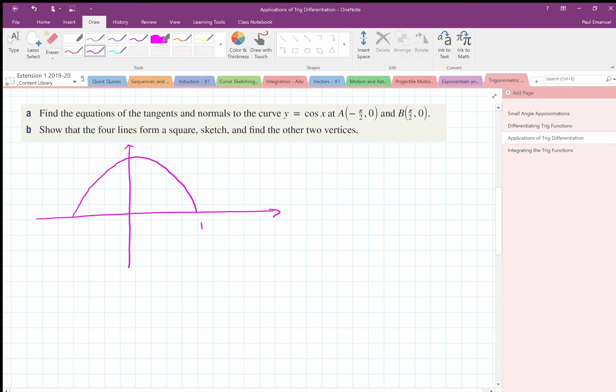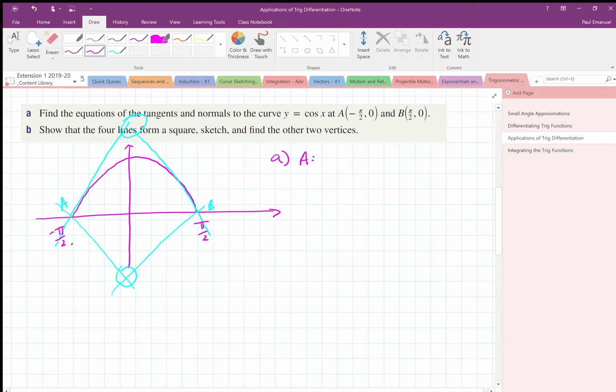So here's the curve, so that's pi over 2, that's minus pi over 2, and you can actually kind of already see what's going on. Tangents will look something like this. The normals will then look something like this. This is B and this is A. So basically I need to find these 2 points, and I'll just need to show that the lines are all kind of perpendicular to each other as well.